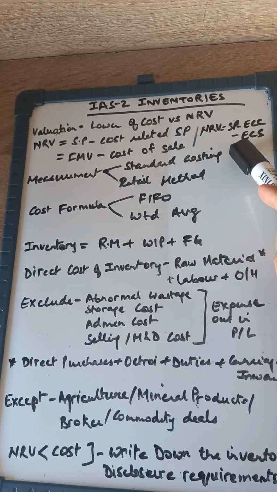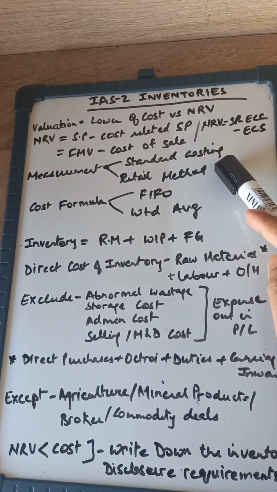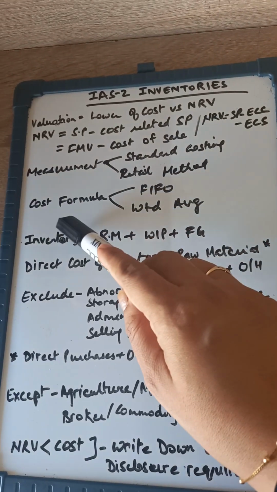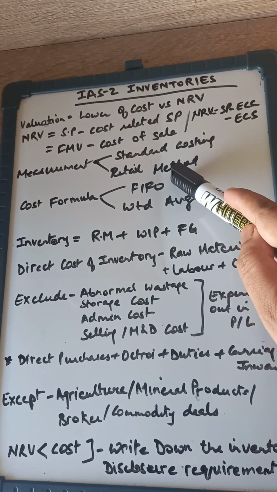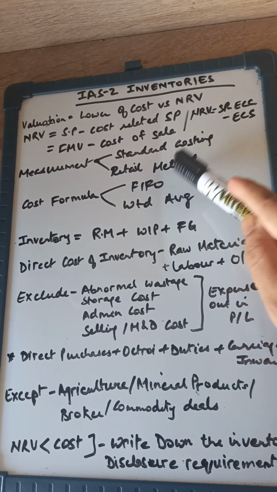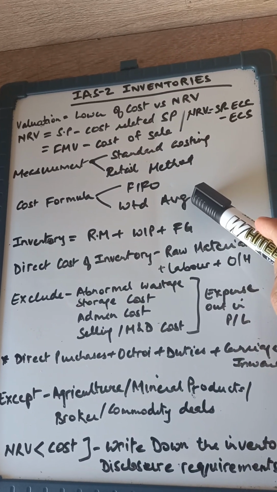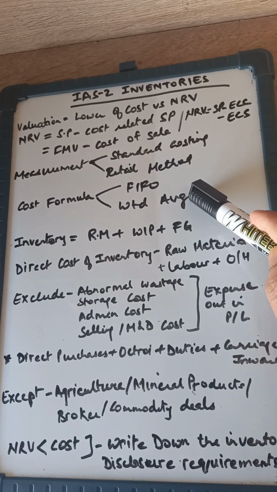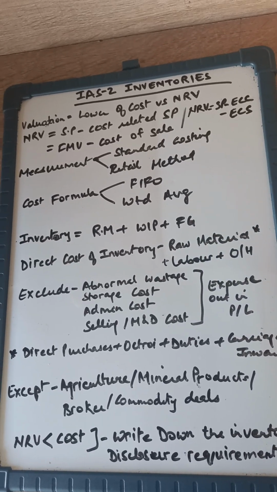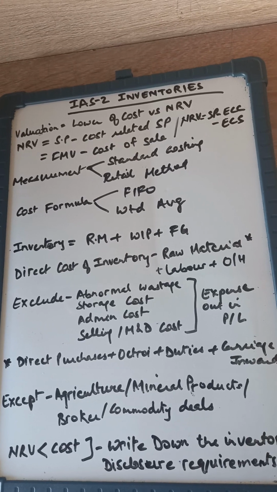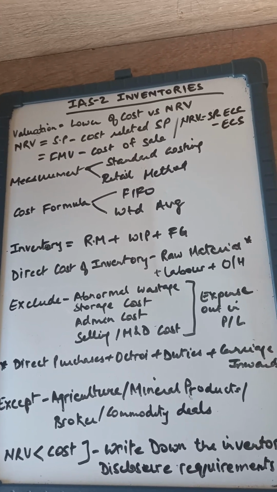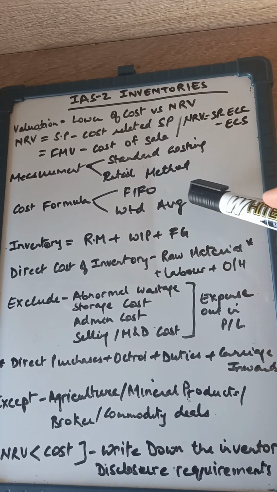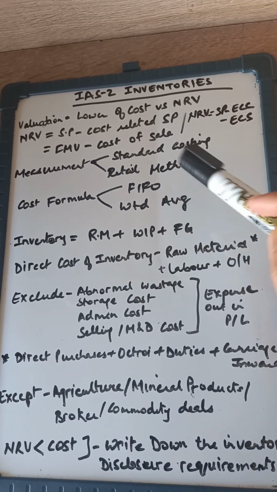Now, what is the measurement criteria? It is either through standard costing or retail method. What are the cost formulas used to measure inventory? First in, first out, FIFO method or weighted average method. Mind you, LIFO method for inventory costing has been discontinued. So there is no LIFO method to be applied now. It's either FIFO or weighted average.